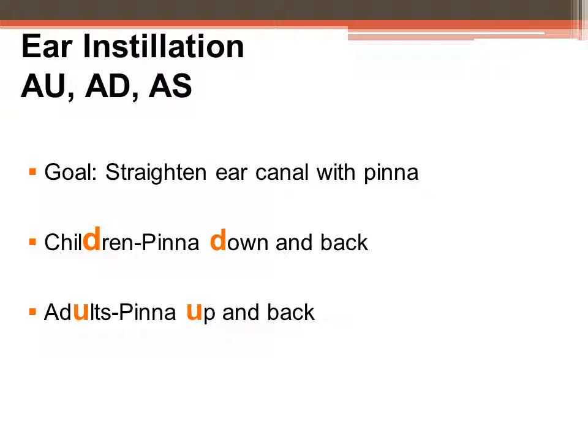When we give otic medications, we use the pinna to straighten the ear canal. The pinna is the visible part of the ear. With children, we pull the pinna down and back, and with children over 3 and adults, we pull the pinna up and back to straighten the ear canal. Drops should be given at room temperature to avoid discomfort. Above you see the medical abbreviations for the ear: AU is both ears, AD is right ear, and AS is left ear.